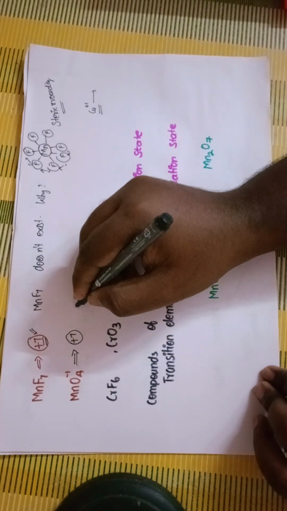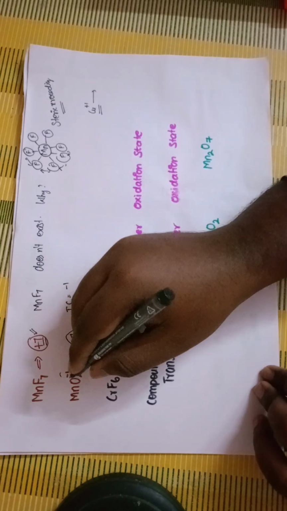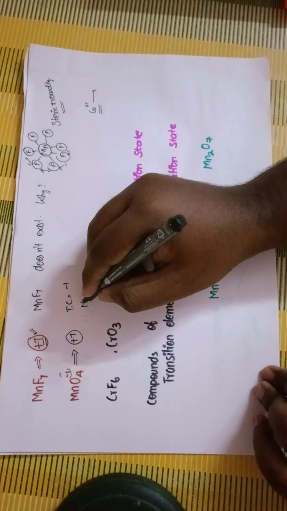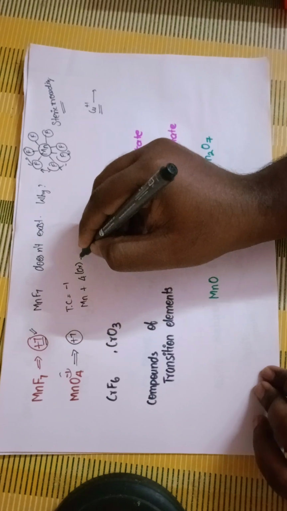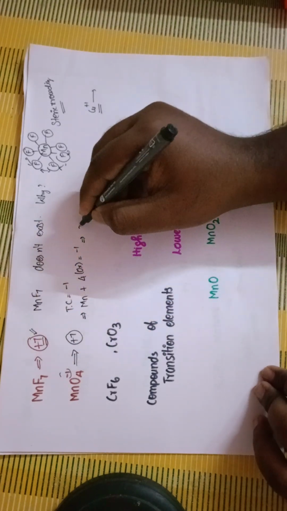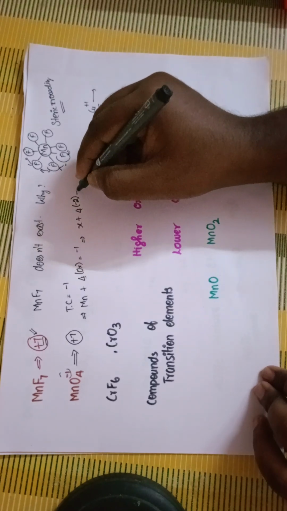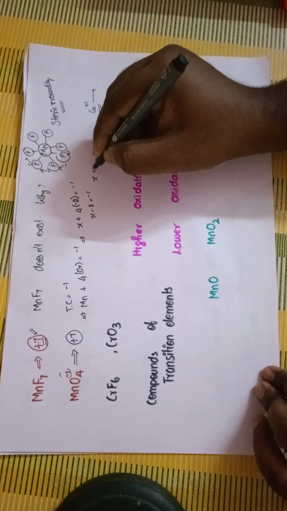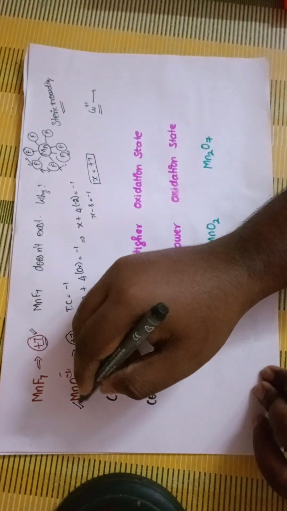How to calculate this? First we need to take the total charge. Total charge is minus 1. And we have manganese and oxygen: manganese plus 4 times oxygen equals minus 1. We are going to calculate the charge of manganese, so let it be X plus 4 into oxygen. In a compound, oxygen exhibits minus 2 oxidation state. So X minus 8 equals minus 1, X will be +7. MnO4 minus is a stable compound.